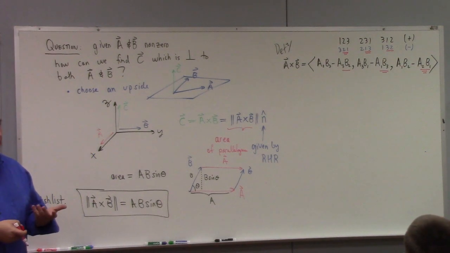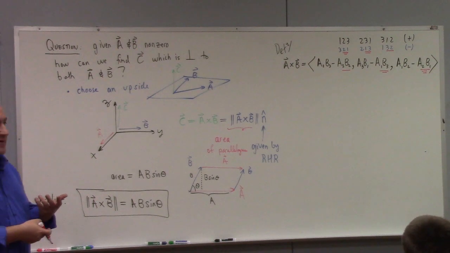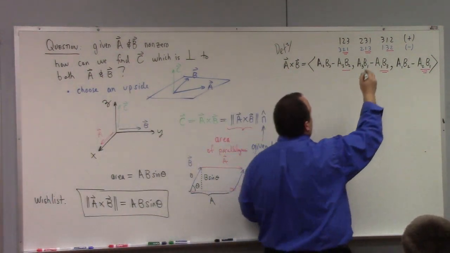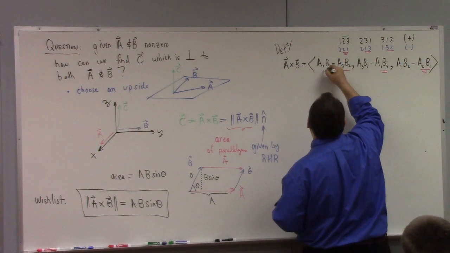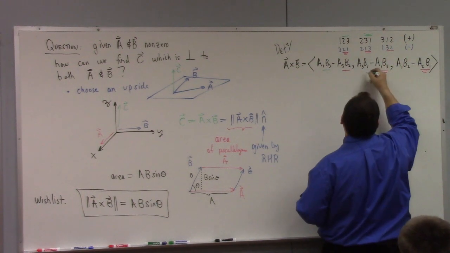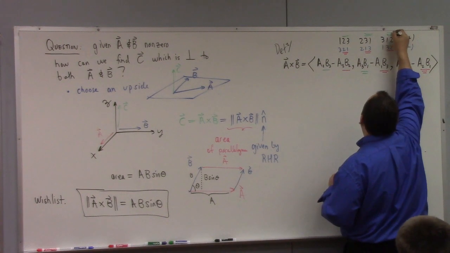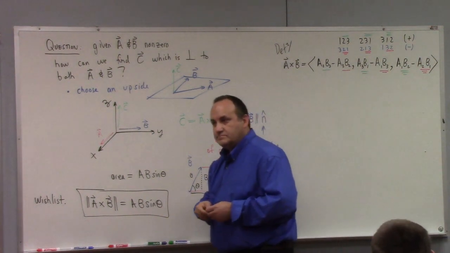That's the pattern. What are the pluses? See the other ones? The pluses, 2, 3, that's this guy, right? 1, 3, 3, 1 rather, is this one. And 1, 2 is this one. That's the pattern.